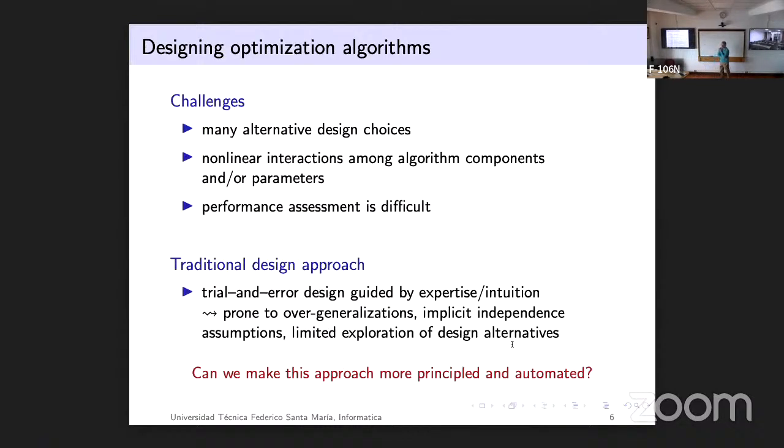The design of optimization algorithms is challenging. Yeah? So it has many alternative design choices. You have non-linear interactions among the algorithm components and parameters and so on. And performance assessment is also difficult, so you need more than one instance to check what your algorithms do. Yeah? And the traditional design approach is very often trial and error, and this is guided by expertise and intuition.